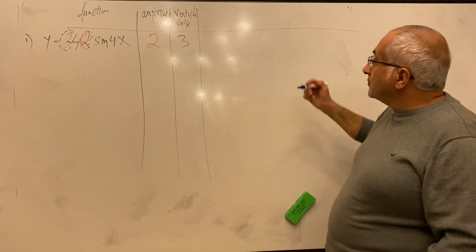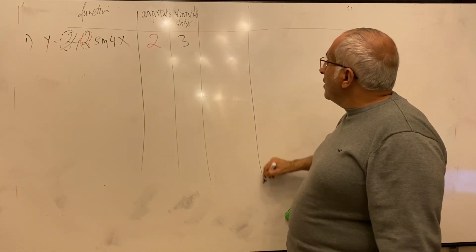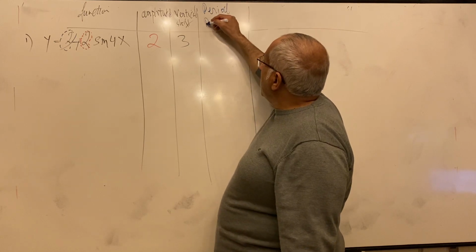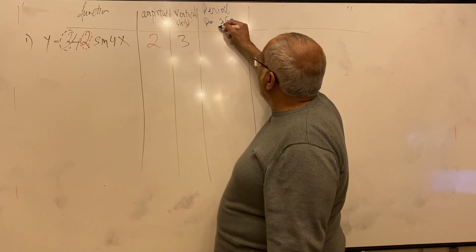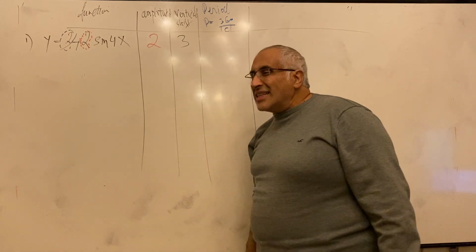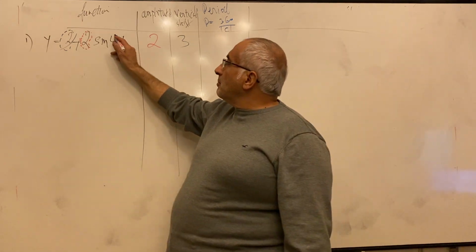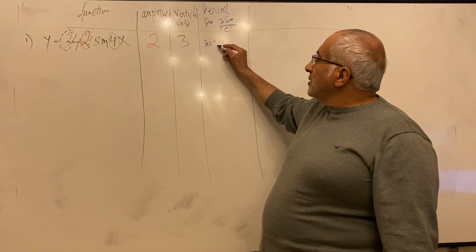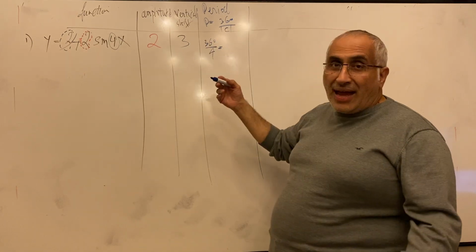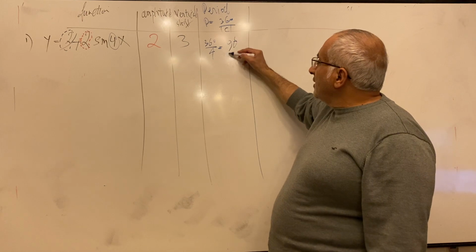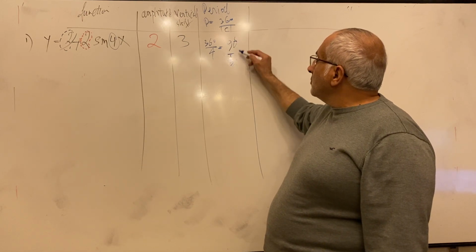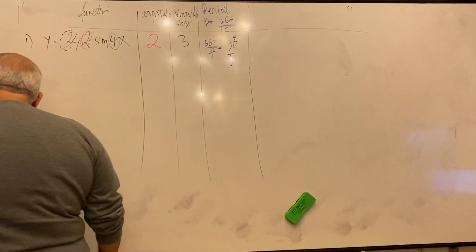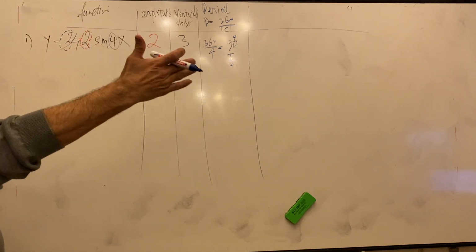Okay, let's talk about something called the period. And we said the period has a rule, 360 over C. What is C? It's the number that is multiplied by x in the angle. So what is 360 divided by 4? 90. You could have said 90, or you could say pi over 2 radian. That's called the what? The period.